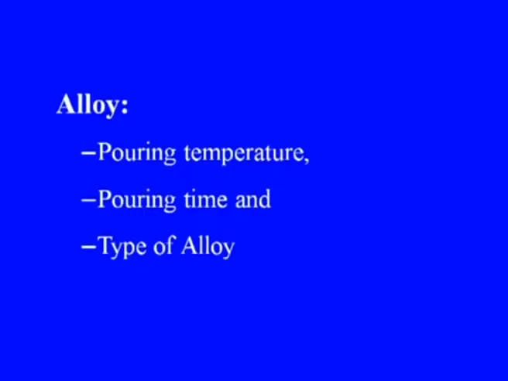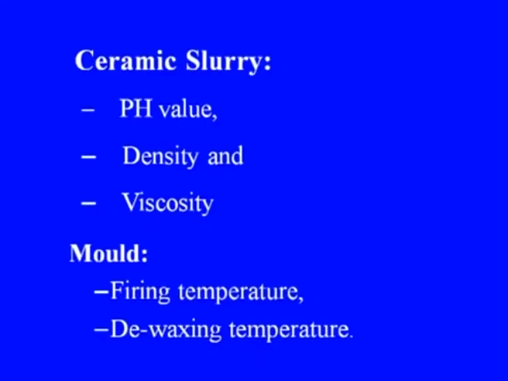Then stucco based parameters, that is the type, composition, size and size distribution. Then alloy parameters, that is pouring temperature, pouring time and type of alloy. Then regarding ceramic slurry, pH value of the slurry, density of the slurry and viscosity of the slurry are the parameters of major interest. Then mold based parameters include firing temperature and dewaxing temperature.